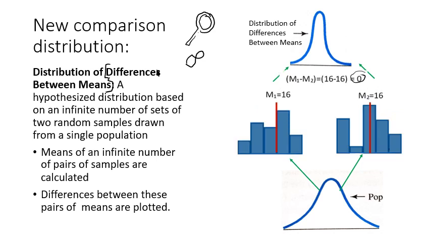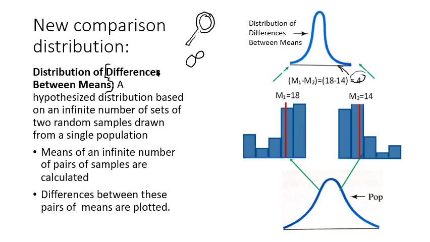So there's another sample. The second sample we drew, the first one had a mean of 16, the second one had a mean of 16. The difference between the two is 0. We plot it. And we do this again and again. And here we have mean 1 is 18, mean 2 is 14. We calculate the difference, and we end up with a difference of 4, which we subsequently plot. And so this is how we imagine the comparison distribution.